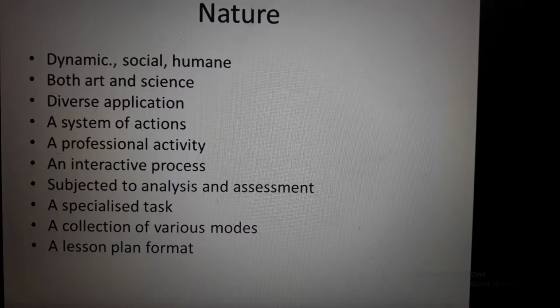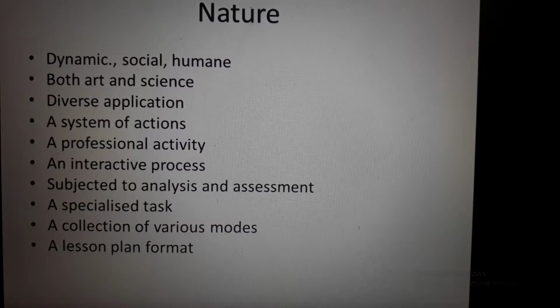The next one is an interactive process. It's an interactive process because teaching is highly dominated by the communication skills of the teacher and the student. Teaching is an interactive process carried out with purpose and objectives. The next point is subject to analysis and assessment.